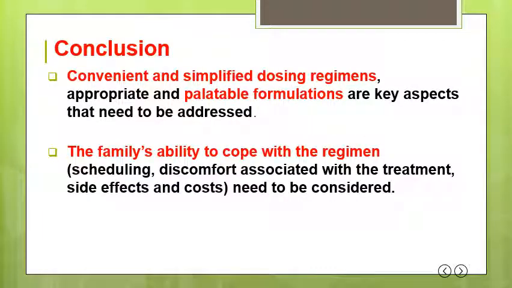To conclude the session, convenient and simplified dosing regimens, appropriate and palatable formulations are key aspects that need to be addressed regarding the issue of medication adherence in children. The family's ability to cope with the regimen needs to be considered regarding the scheduling, discomfort associated with the treatment, side effects and cost, especially in the case of children, my brothers, because the parents and the family have a big role in giving the child the medicine and in medication adherence, and they are the main factor in coping with the regimen.